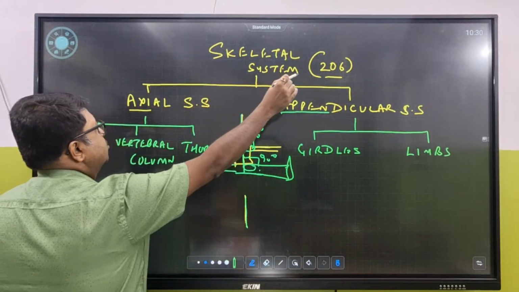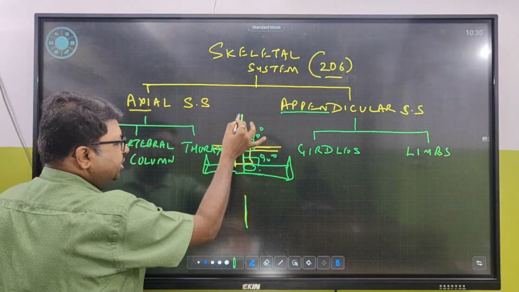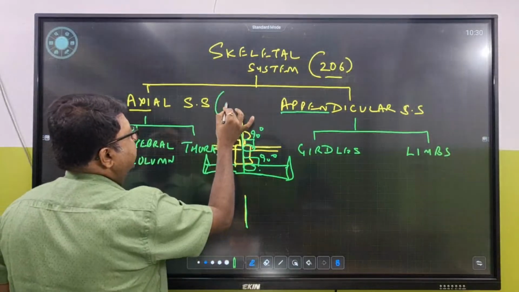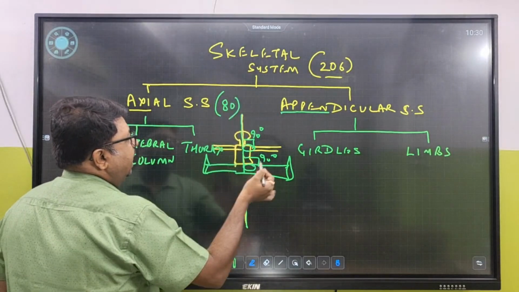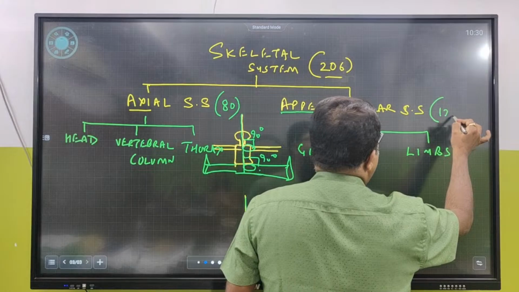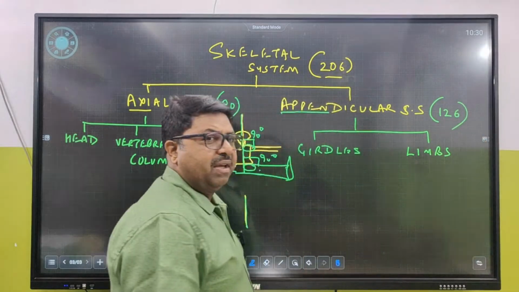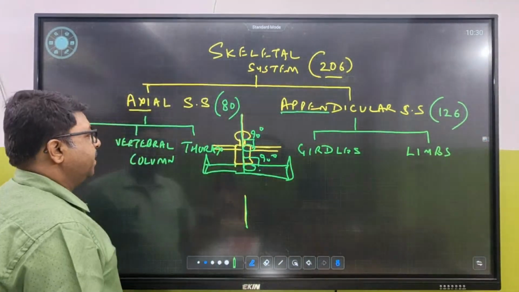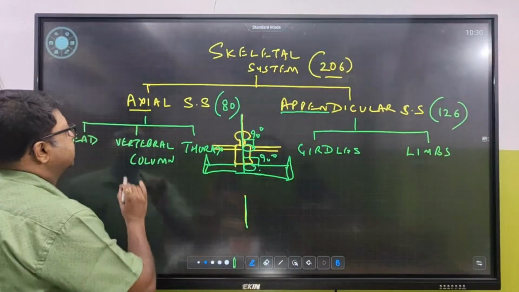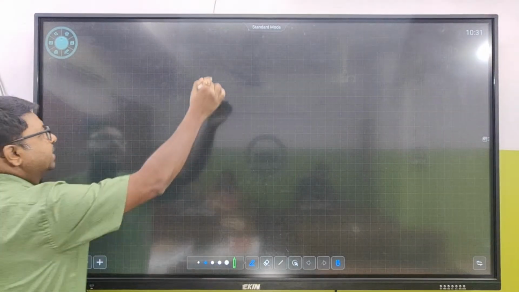If we classify 206 bones, in the axial skeletal system there are 80 bones present, and the appendicular skeletal system consists of 126 bones. Together it makes 206 bones. Now, let us start with the first one called axial skeletal system in the next page.